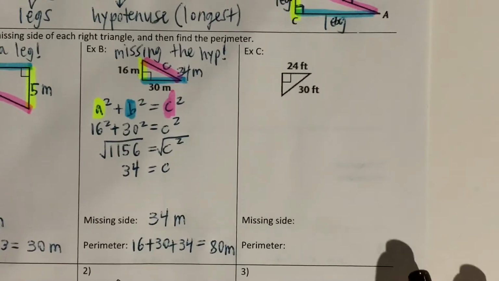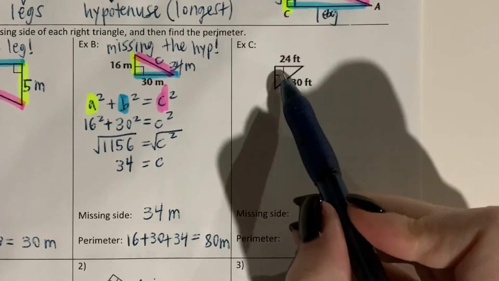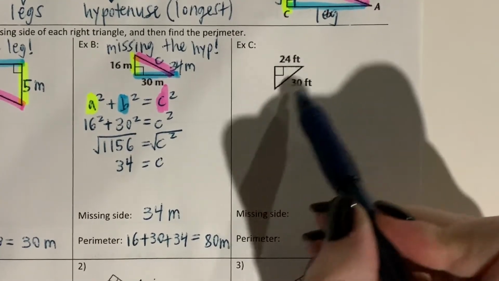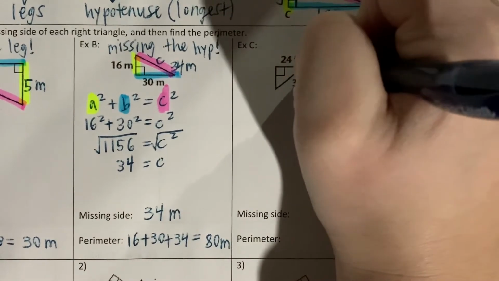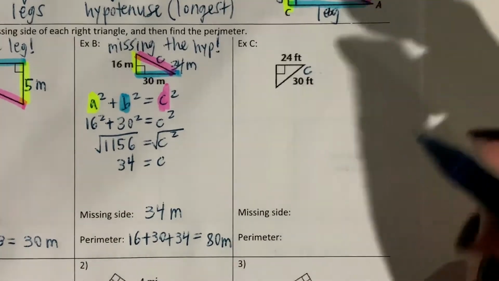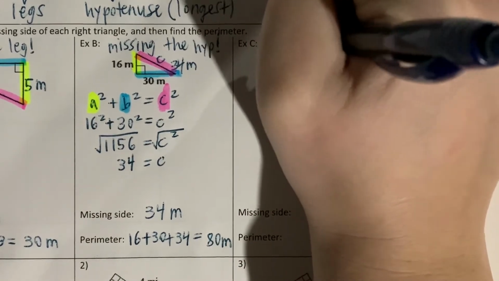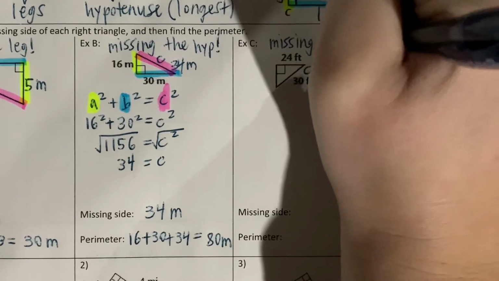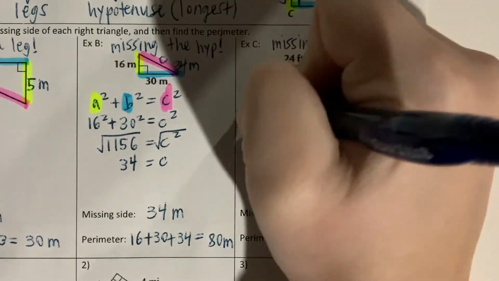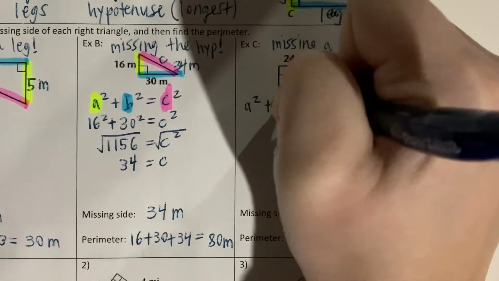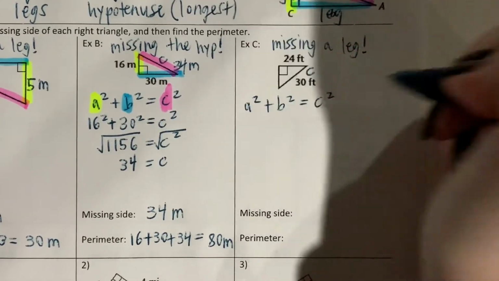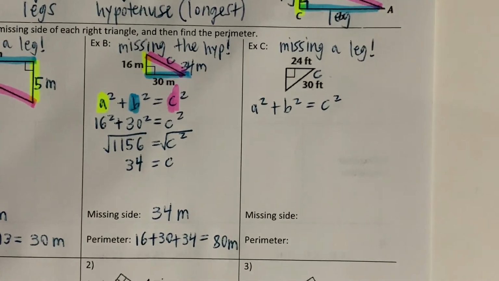Example C, find my right angle. The side across from my right angle, the longest side here, is my hypotenuse, so the 30 feet is my c. So I'm missing a leg. I'm going to write my Pythagorean theorem: a squared plus b squared equals c squared. And then I'm going to fill in what I know.